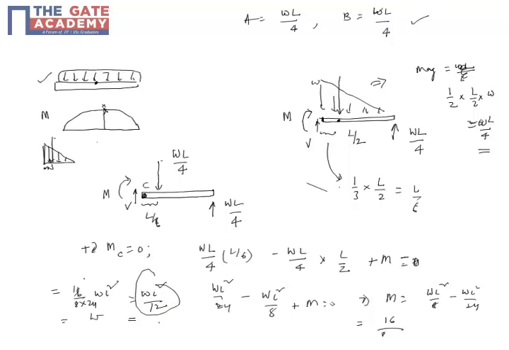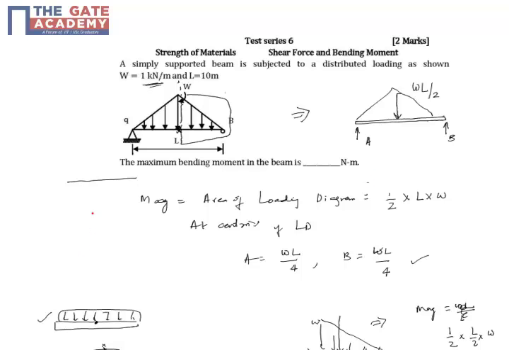So let's go to the top. We get the maximum bending moment as WL square by 12. Now let's substitute the values: W is 1 kilonewton, so it is 10 power 3, length is 10 meters, so 10 square by 12. If we calculate this value, we get 8,333 Newton meter. So that is the answer, 8,333 Newton meter. Thank you.